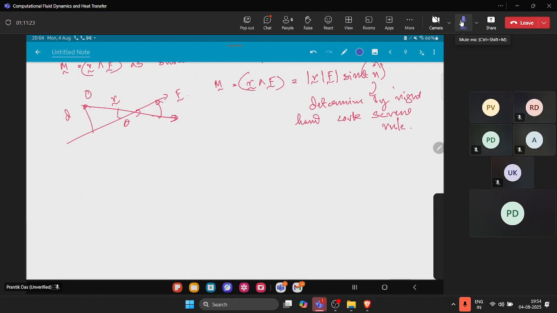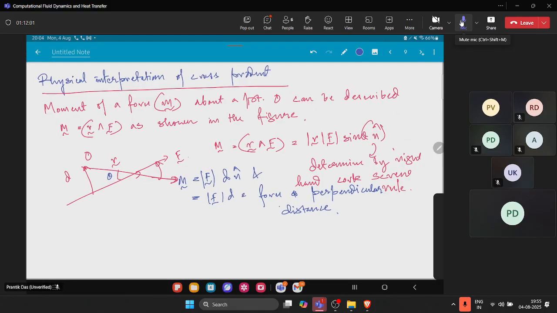Now this r sin theta, if theta is this angle, r sin theta is d. So the moment is basically F multiplied by the perpendicular distance, F d n cap. Okay. So is it clear to all of you?